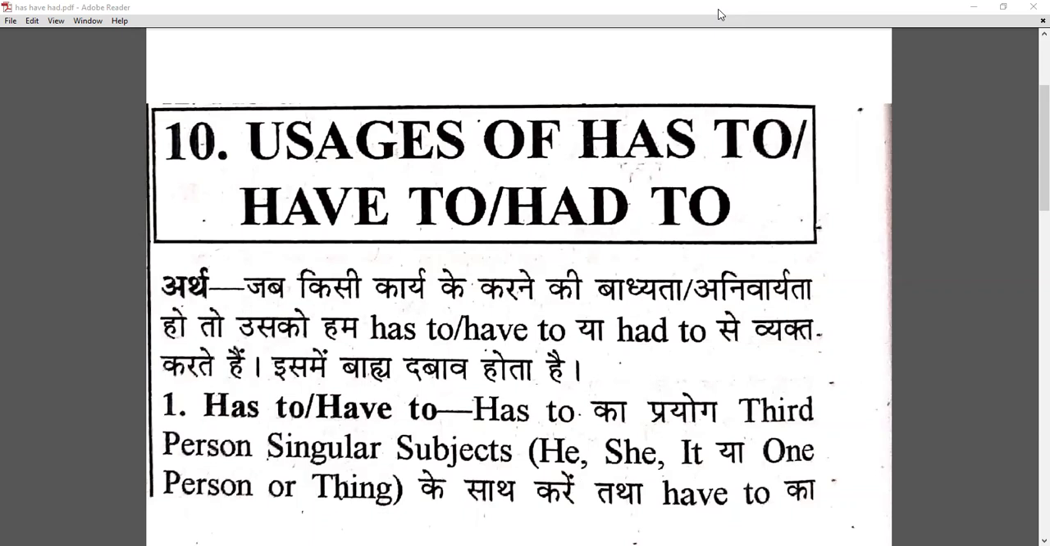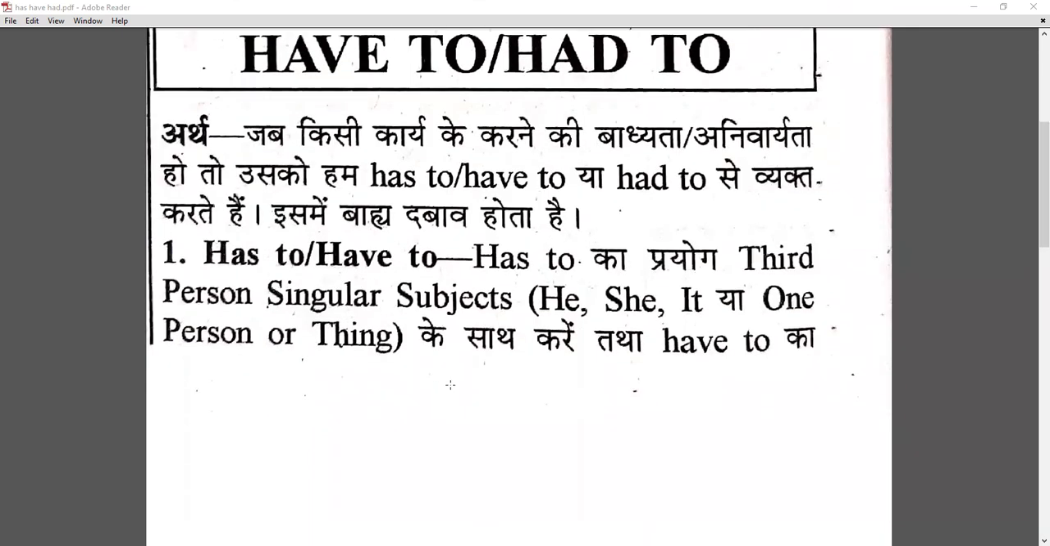So see, whenever we are bound to do a work, we always have to use has to, have to, and had to express what we are going to say, because these three words have a kind of external pressure which gives a defined meaning to the things. So it comes to has to and have to firstly.